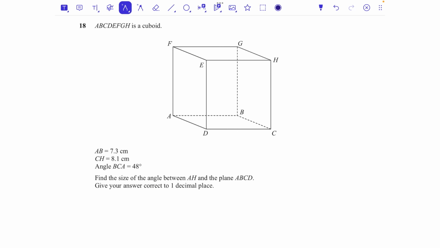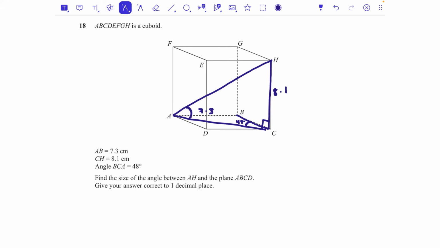A, B, C, D, E, F, G, H is a cuboid. A to B is 7.3. I'm going to draw that on. C to H is 8.1. And angle BCA, so B to C to A, the angle that's made there, is 48 degrees. Find the size of the angle between AH and the plane. So A to H is going up like that, and the plane. So this is the angle that we're interested in. I'm going to make that into a right angled triangle standing up, going diagonally through.